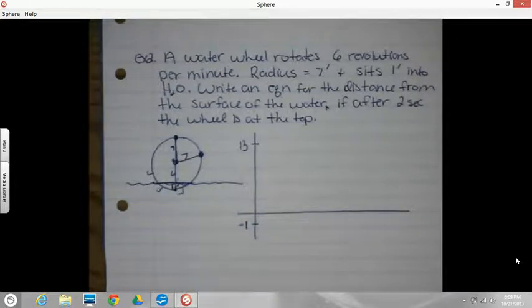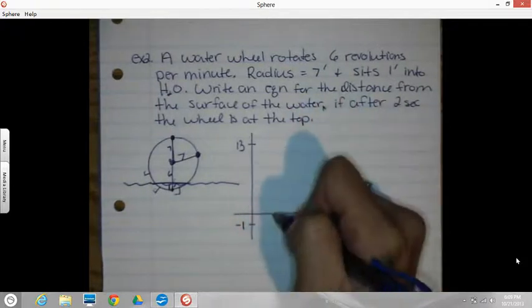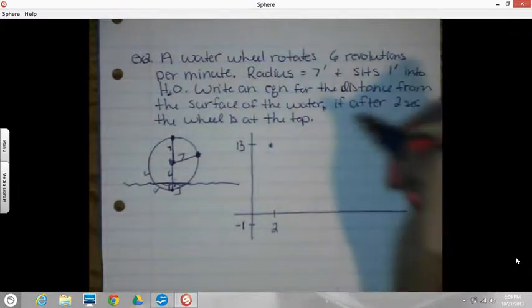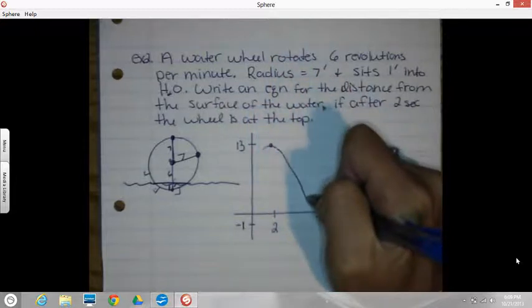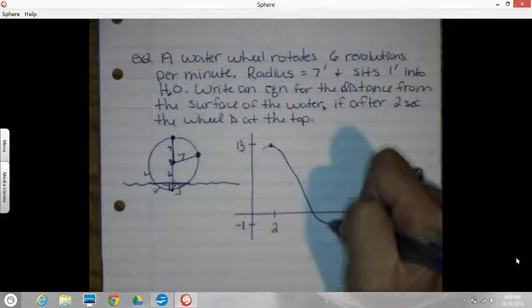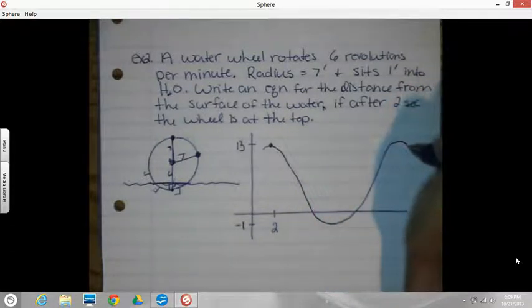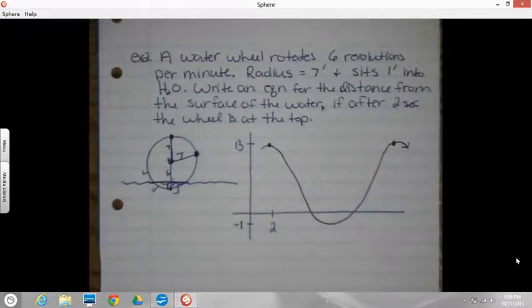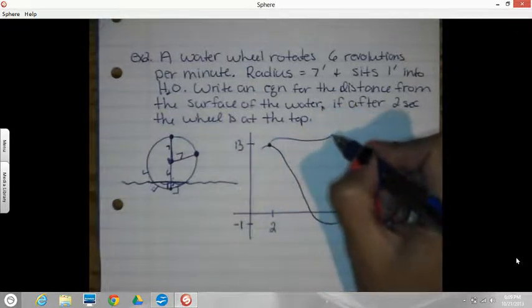Alright, so at 2 seconds is when that point is at its max. So here's 2 seconds, it's at the max. And then eventually it goes down, hits that negative 1, and starts going back up again. And then it'll go down, keep repeating itself. Okay, so we need to figure out how long it takes for it to complete 1 full cycle.